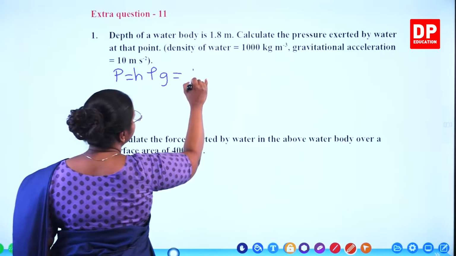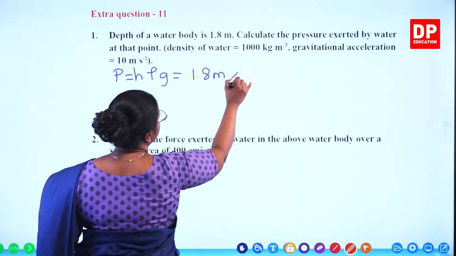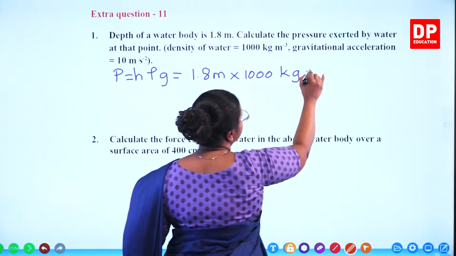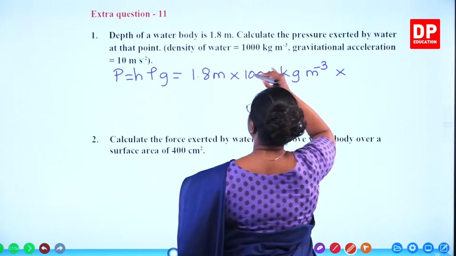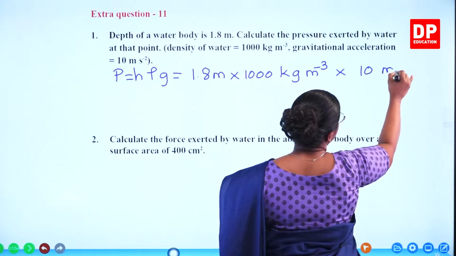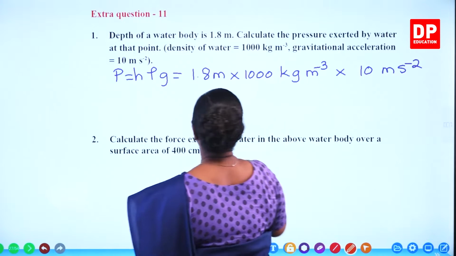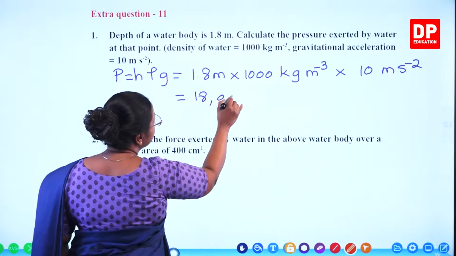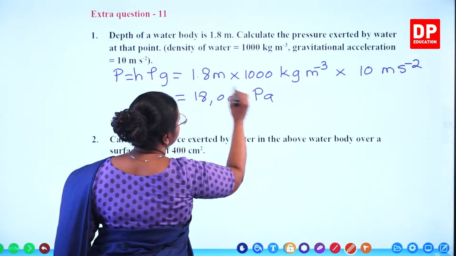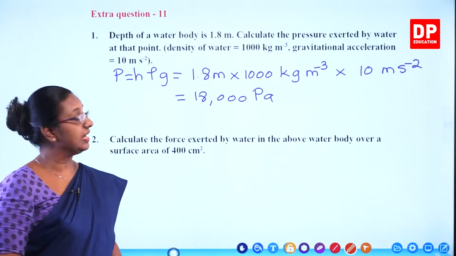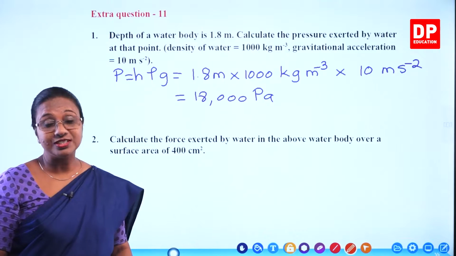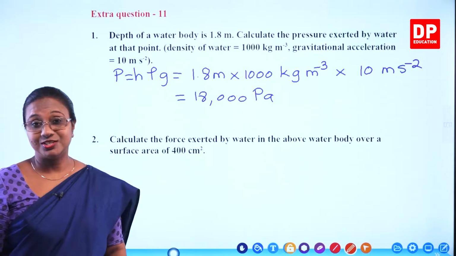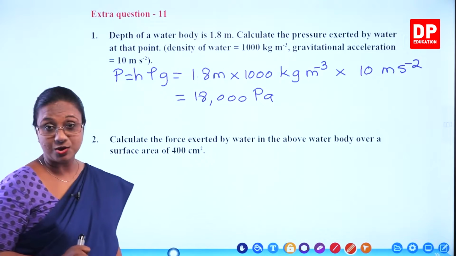What is H here? 1.8 meters. Rho is density, 1000 kilogram meter minus 3. And gravitational acceleration is 10 meters per second square. If you calculate the pressure, it will be equal to 18,000 Pascal. 1.8 into 1000 into 10, so it's going to be 18,000 Pascal. That is a direct substitution of the equation and the calculation. So I'm sure you can do this by yourself.